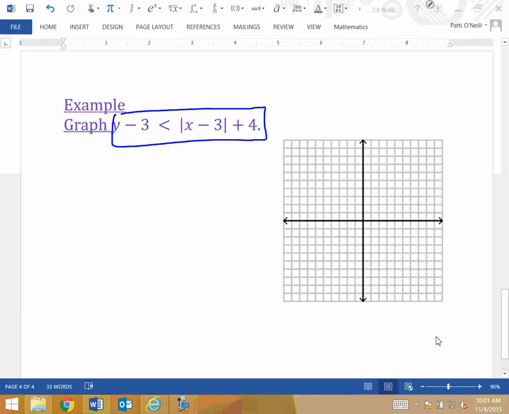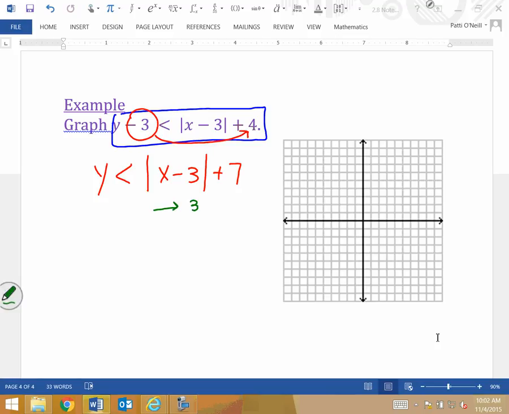So in this problem, I need to isolate the y again, because remember, the y has to be by itself. So this minus 3 is standing in the way. I'm going to add the 3 to the other side, which gives me y is less than the absolute value of x minus 3. When I add this 3, it gets added onto the 4. I can't add it inside the absolute value sign. So it becomes plus 7, which means that my vertex is now at the point, because this graph went to the right 3 and up 7 based on my translations.